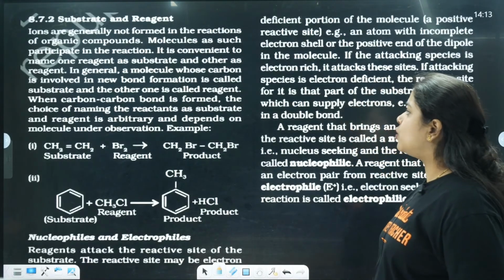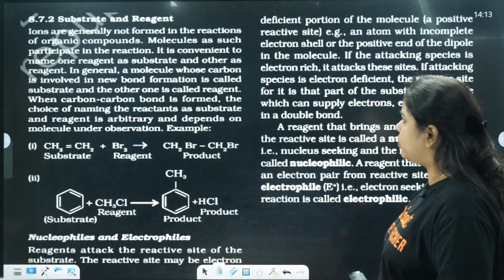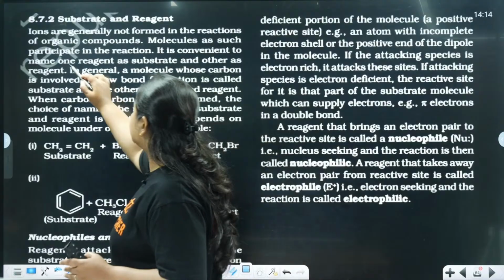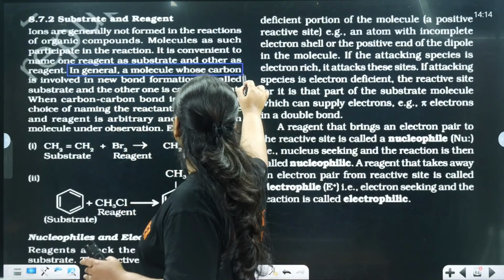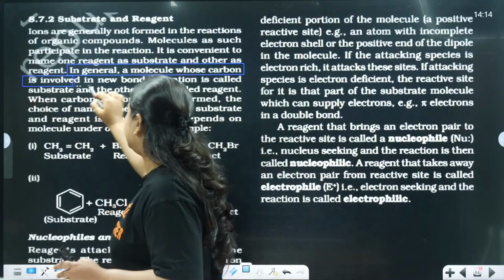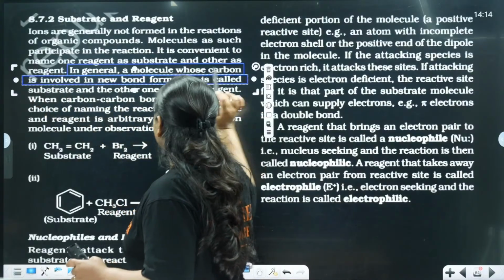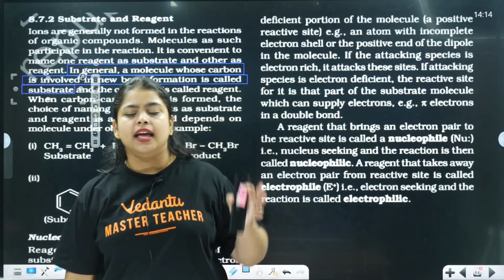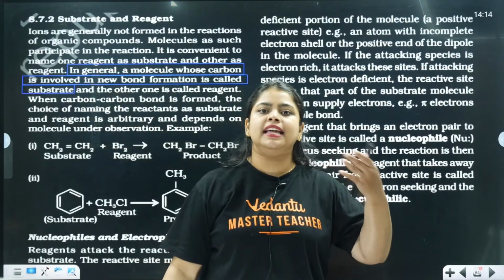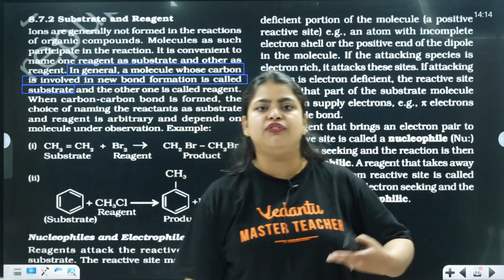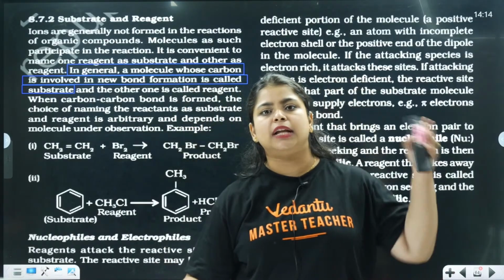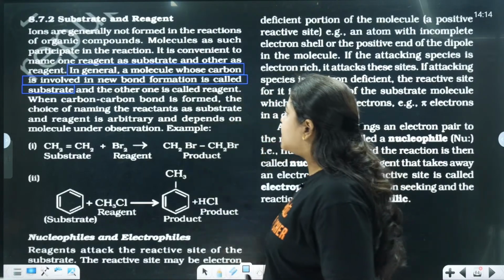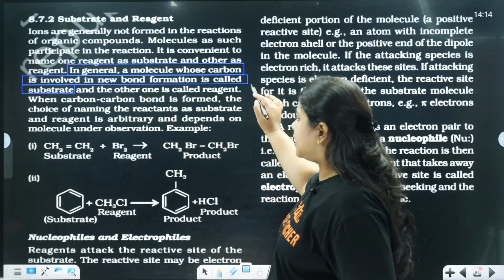In general, a molecule whose carbon is involved in the new bond formation is called the substrate. So in general, how are you going to mention it? If the molecule's carbon is involved in the new bond formation, those are called what? Substrate. Wherever the carbon is included in the formation of a new bond, those are called substrate. Done. Next comes what? And the other one is called the reagent.